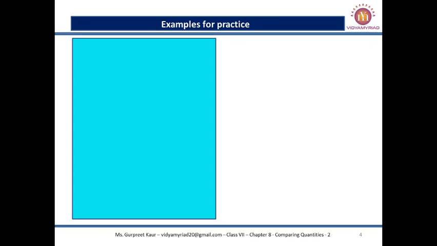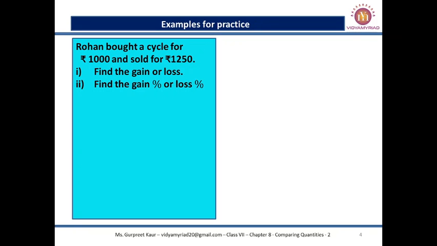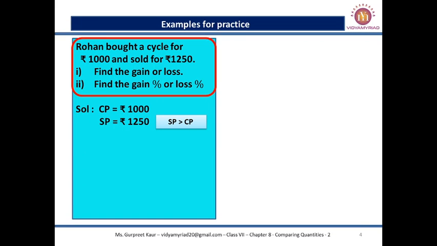Let us do some questions for practice. Rohan bought a cycle for rupees 1000 and sold it for rupees 1250. Find the gain or loss and then find the gain percent or loss percent. Now first of all, let us find out what is the cost price, 1000 rupees. What is selling price, 1250. What does it mean?